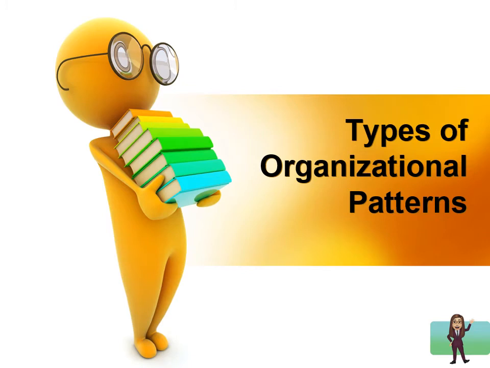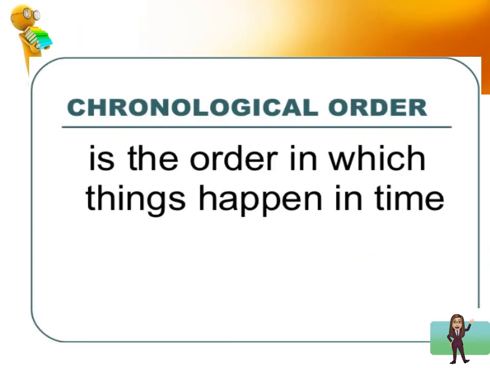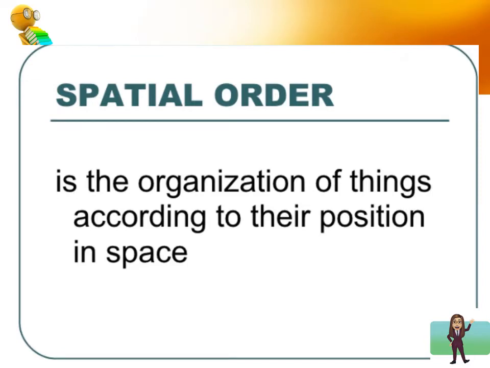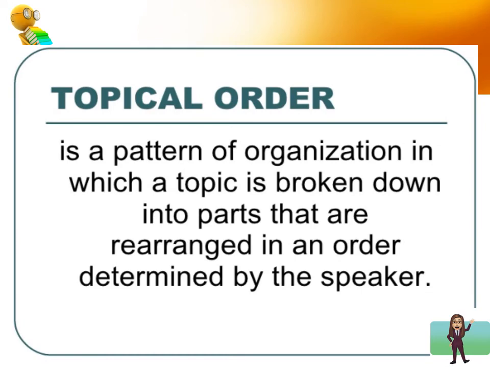Now let's talk about types of organizational patterns. Okay, so we have chronological order. So this is the order in which things happen in time. Then we have spatial order. This is the organization of things according to their position in space. Then we have topical order. This is a pattern of organization in which a topic is broken down into parts that are rearranged in an order determined by the speaker.